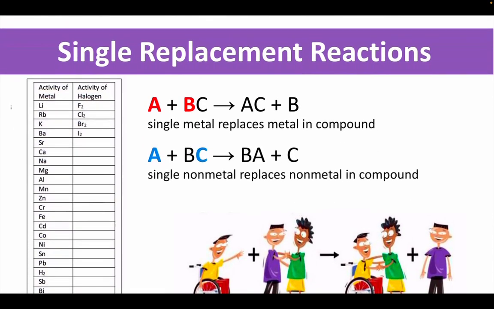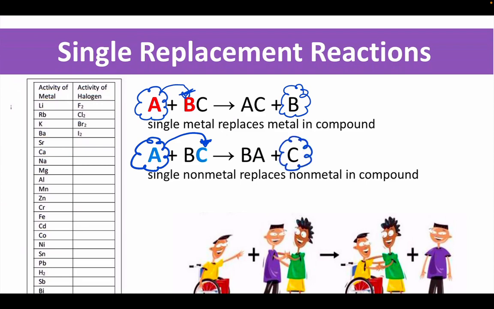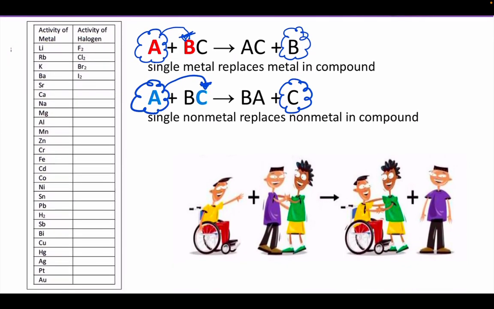Now I want to talk about single replacement. Single replacement, you're always going to have a single metal or a single nonmetal on the left, and then that metal replaces the metal that's in the compound, and you end up with a new single metal. If it's nonmetal, it replaces the nonmetal, and then you have a new compound and a new nonmetal that's all by itself. So when you're doing single replacement reactions, we use this activity series.